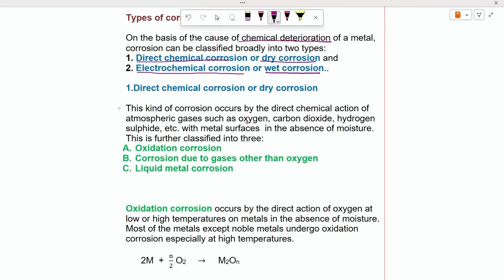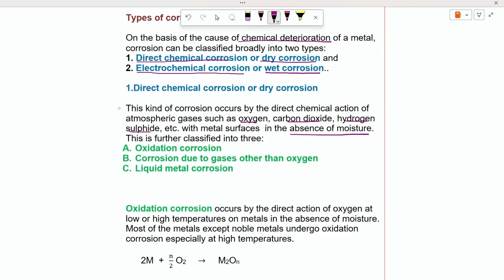Direct chemical corrosion or dry corrosion is the action of the metal with gases, which can be oxygen, carbon dioxide, hydrogen sulfide, etc., in the absence of moisture. It should not be wet at all; water should not be present. So, in the absence of moisture, it is known as dry corrosion.